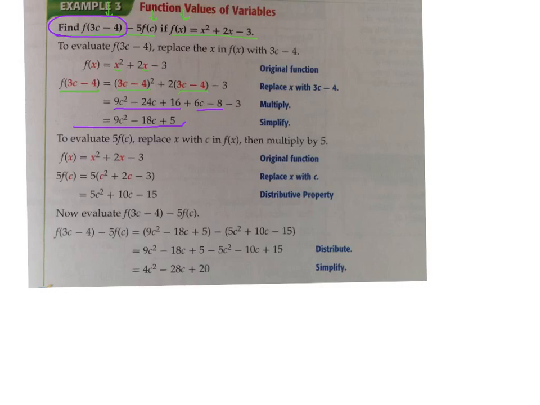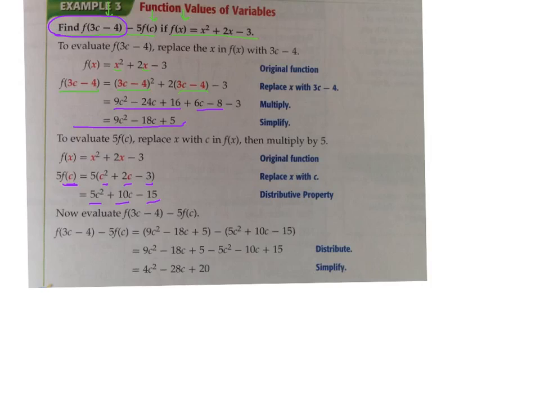Once you have that answer, you have to subtract 5 multiplied by what you get when you take f of c. So you're taking f of c here, you're putting c in for x, so that's c squared plus 2c minus 3, and then you're multiplying that whole expression by 5 using the distributive property on it. So you get 5c squared plus 10c minus 15.